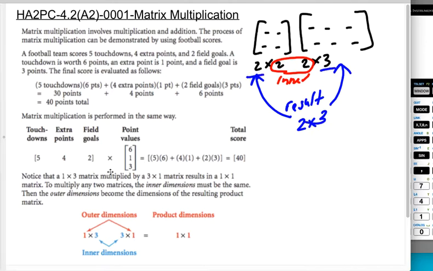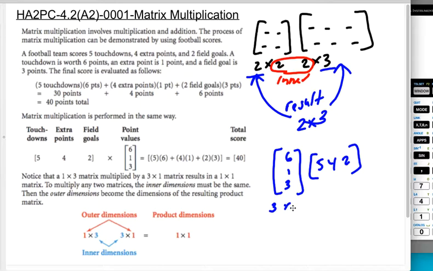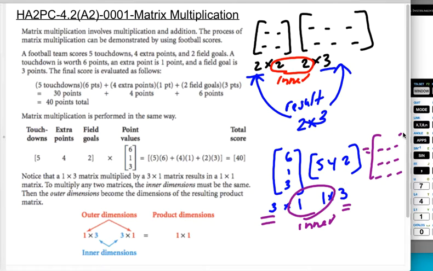If you had taken these 2 matrices and multiplied in the opposite order, if instead you had taken 6, 1, 3 and multiplied it by 5, 4, 2, this is a 3 by 1 and this is a 1 by 3. Now you can do this multiplication, these are my inner dimensions. But the result is going to be a 3 by 3 matrix. This one's result would have been a 2 by 3.